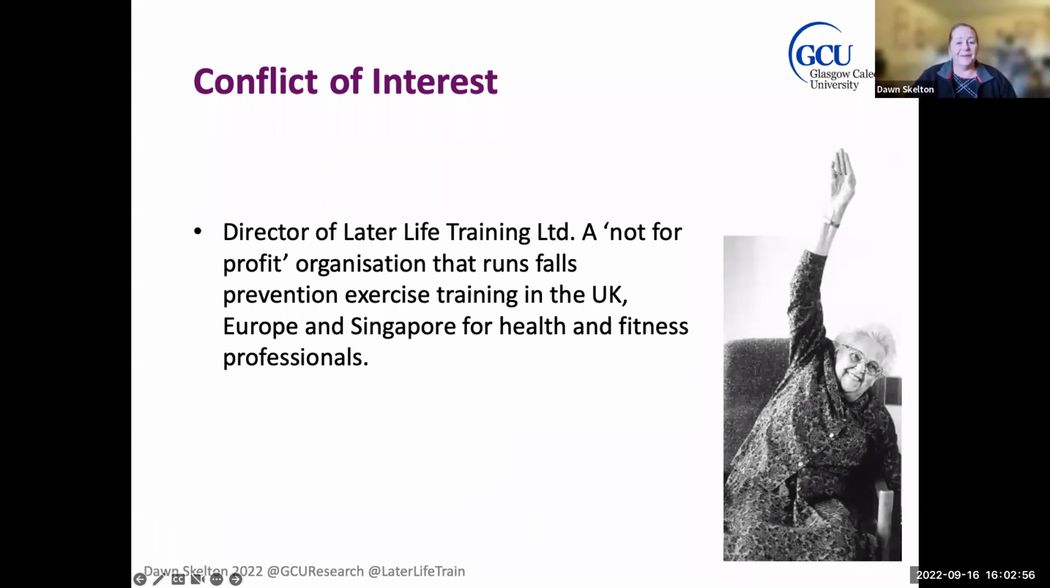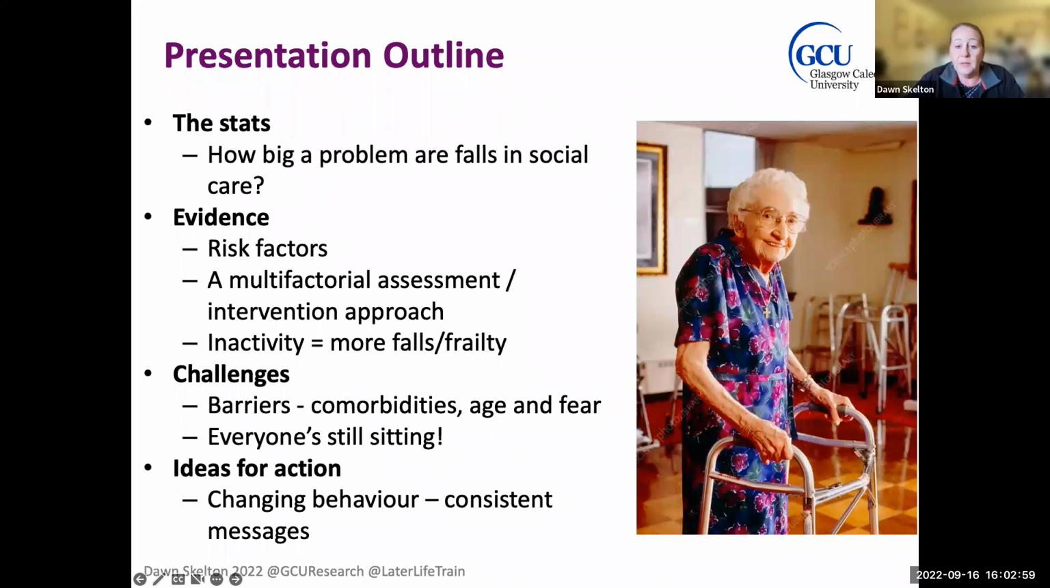Anyway, what am I going to cover today? I'm going to cover a little bit about how big a problem falls are in social care, a bit about the risk factors and the need for a multifactorial assessment and intervention approach. I'm going to touch on the biggest problem, which is inactivity and sedentary behaviour in that setting, and then talk a little bit about barriers in terms of getting people engaged in falls prevention in social care. And last but not least, a few ideas for action, but I won't step on the toes of some of the other speakers who are going to go into a bit more depth.